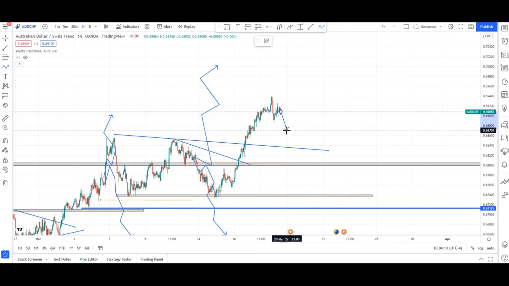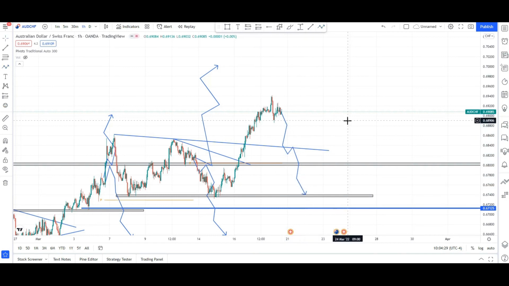Okay guys, right now we can see where it can travel. Right now it may come here, your first target, second target. If it turns around from here only, then you can see the upside momentum. If it doesn't turn around, then your third target will be this, fourth target, fifth target. These are the 5 targets in downside.